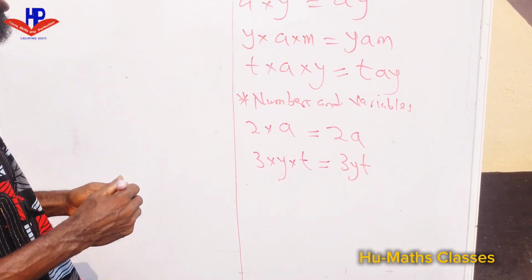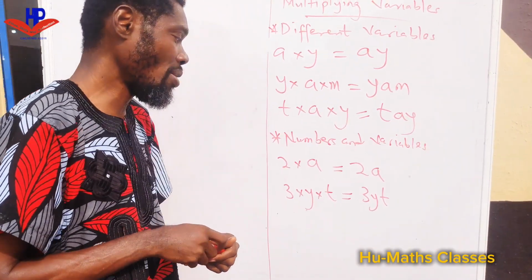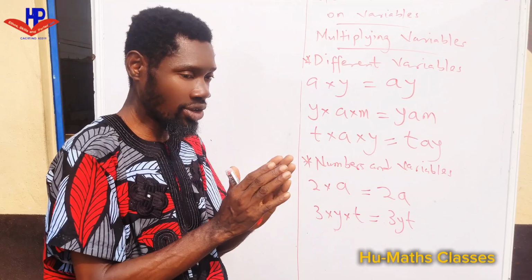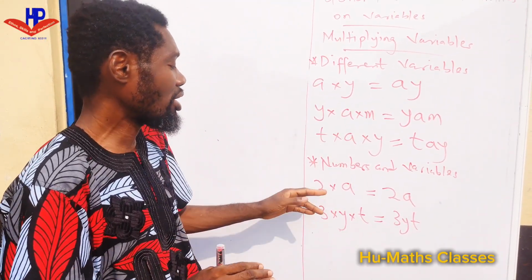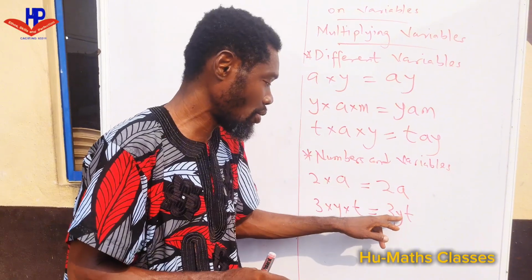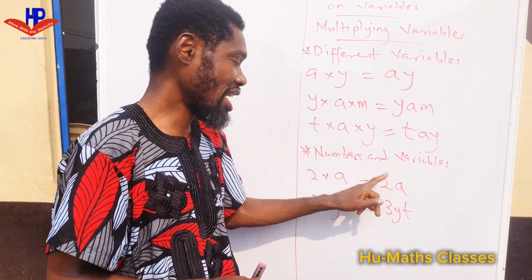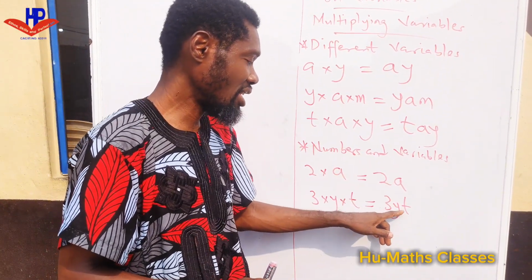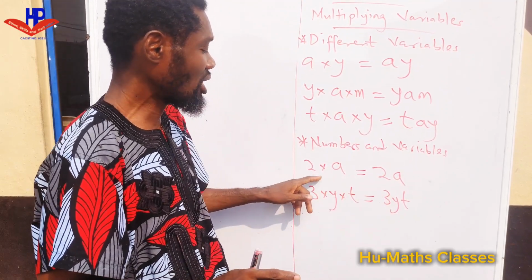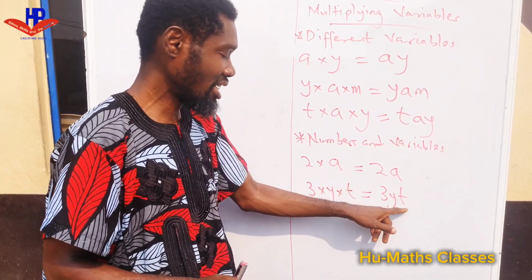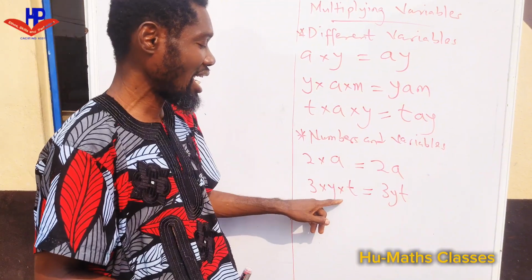So if you're also multiplying letters and numbers, always bring all the variables and the numbers together, but do not make your sign or operation visible. The sign is still here, but it's not visible. But you should understand that 2A means 2 times A. 3YT means 3 times Y times T.